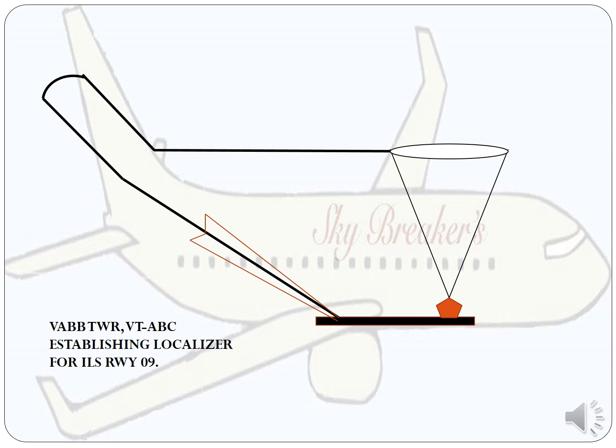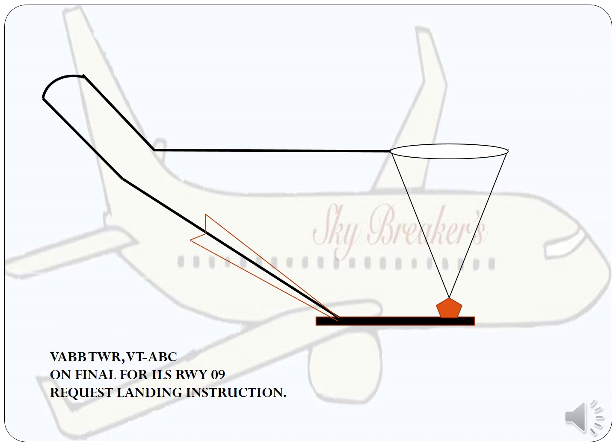Next, as I said, when you are establishing the localizer, you need to make this report: "Mumbai tower, Victor Tango Alpha Bravo Charlie, establishing localizer for ILS runway 09." When establishing, make sure that you are on the center line of the aerodrome. And next, when you are on final, the last call you need to make is: "Mumbai tower, Victor Tango Alpha Bravo Charlie, on final for ILS runway 09, request landing instruction."